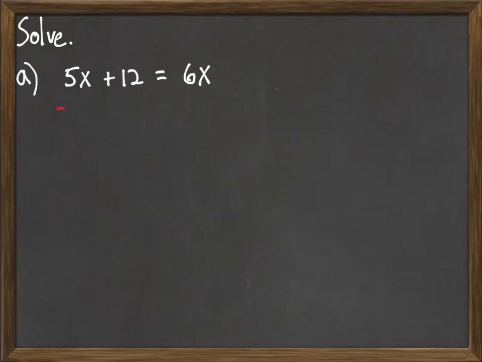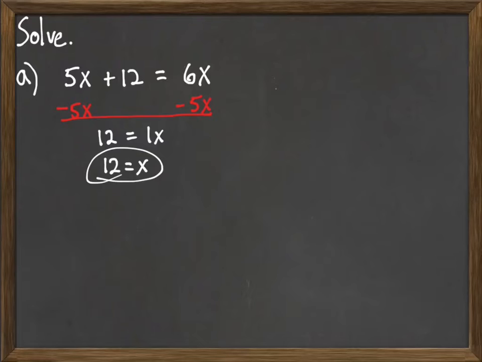So I'm going to subtract the 5x, and then on the other side, match that up with its like term. Okay, that makes the x go away, so that now we just have 12 on the left-hand side, and then we can combine like terms on the right-hand side by subtracting the 6 and the 5. 6 minus 5 is 1, so that's 1x. But 1x is better known as just x. And so now we've solved that equation. X is equal to 12.